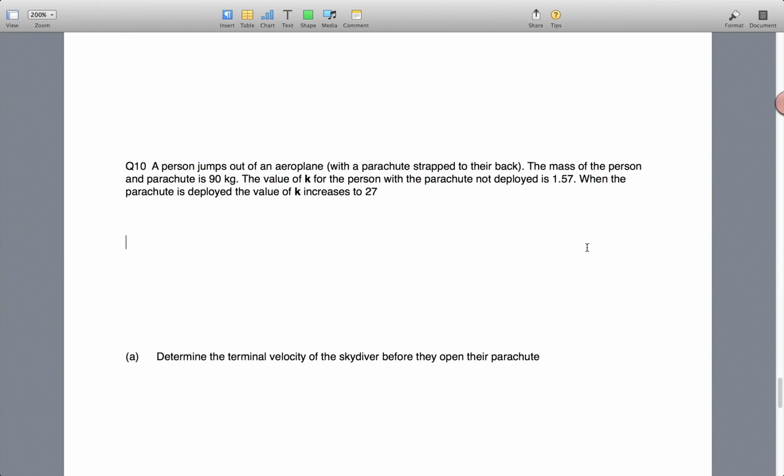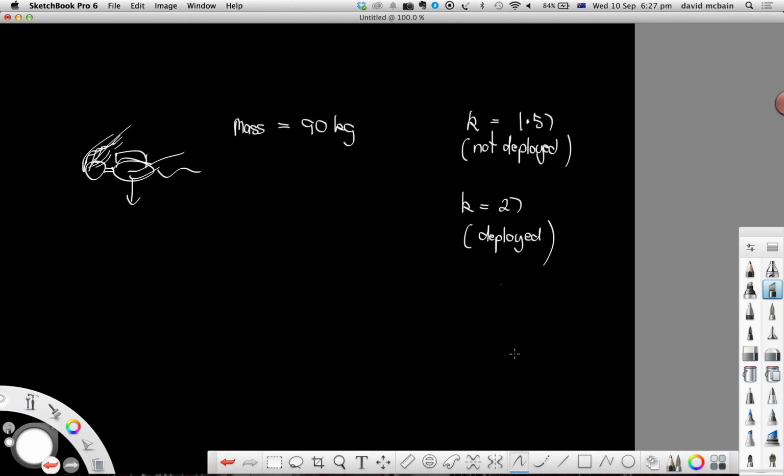So, what's the question? Determine the terminal velocity of the skydiver before they open the parachute. Okay, so terminal velocity occurs, and we should know this quite well now. Terminal velocity occurs when the weight force, mg, is completely balanced by the drag force, when the two cancel each other out. So when terminal velocity is reached, my drag is exactly balanced with my weight force.